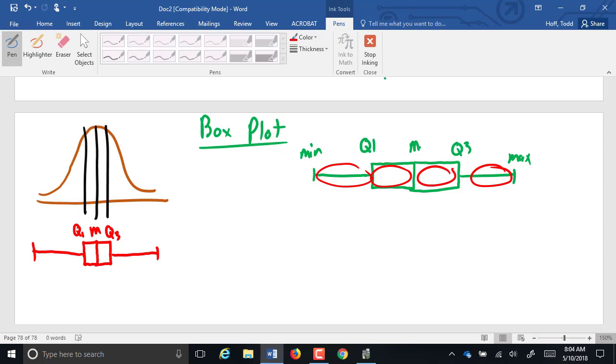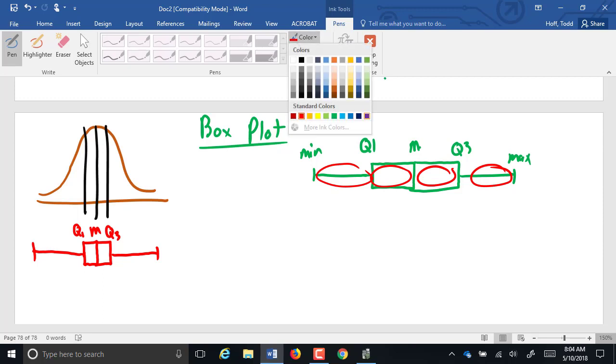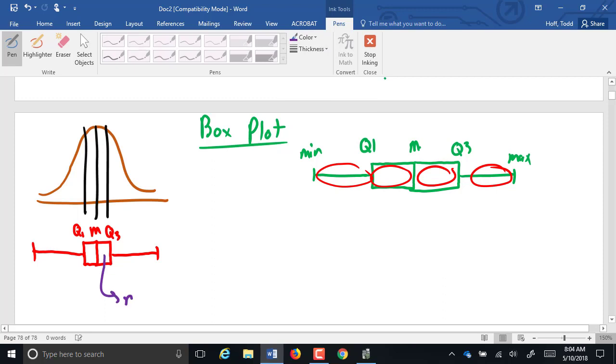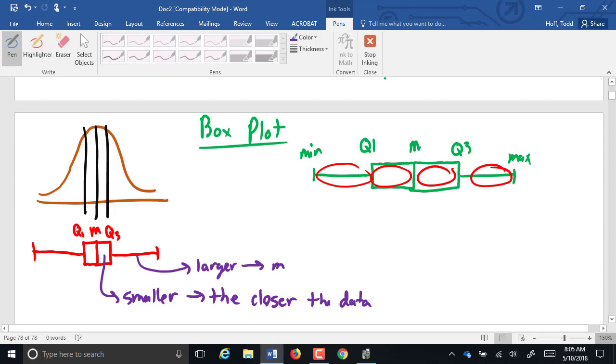So the smaller the section of the box plot, if this section is smaller, the closer the data points are, the more concentrated. The closer or more concentrated the data points are at that section. Larger means more spread out.